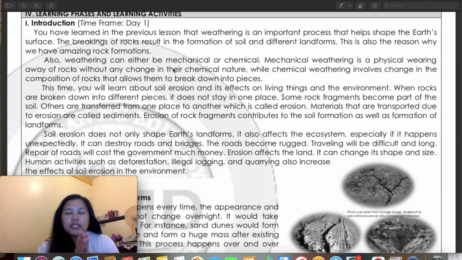Okay. Materials that are transported due to erosion are called sediments. Yung materials na nailipat gawa ng erosion ay tinatawag naman na sediments. So erosion of rock fragments contributes to the soil formation as well as the formation of landforms. If you want a reference video, it is inside my description box. Nandun po yung soil formation and landforms, paano nakaka-contribute ang erosion.